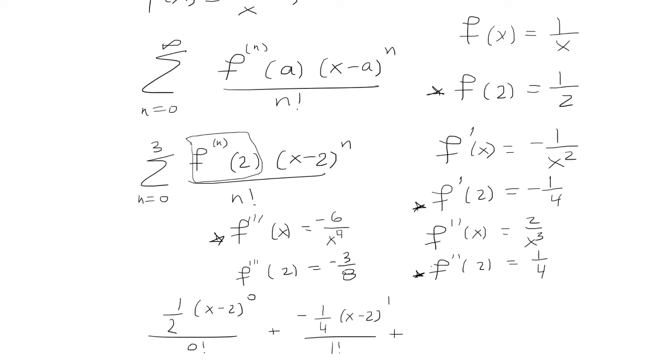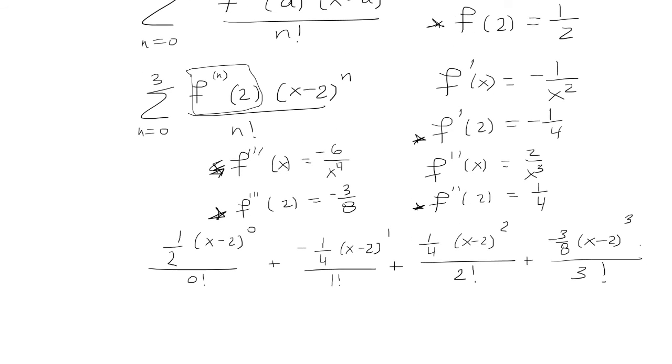Now we're looking at n equals 2. That's the second derivative. So that is 1/4. X minus 2 squared over 2 factorial. And then finally, the third derivative at x equals 2. That is negative 3/8. X minus 2 cubed over 3 factorial.